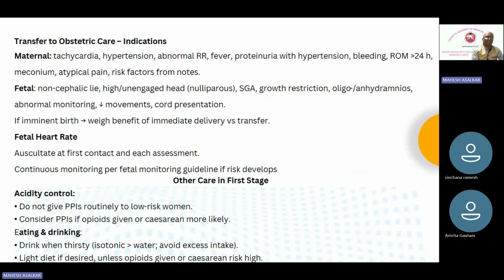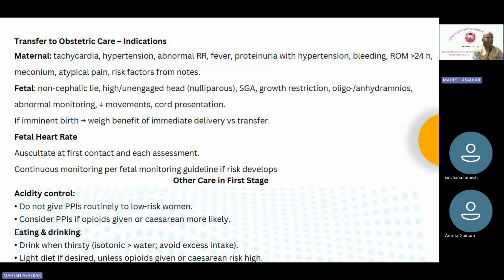Okay, then after the assessment, in the early or latent stage of the first stage, she may require a transfer. Okay, transfer to obstetric care. What should be the indications? Maternal indications such as tachycardia, hypertension, abnormal respiratory rate, fever, proteinuria with hypertension, bleeding. This is all we have seen. Or the fetal indications such as non-cephalic lie or high engaged head. If it is a case of IUGR or FGR, oligohydramnios, polyhydramnios, abnormal monitoring, decreased movements, cord presentation. So these are the fetal indications for transfer to obstetric units.